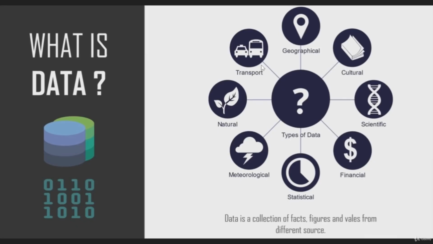So you can see here I have some kind of information. For example, I wrote here types of data. Transport is a type of data, or geographical, it's also a type of data. For example, here you can see I have scientific data. Scientific is a type of data. And for example, your DNA, your biological information about you, is scientific data.